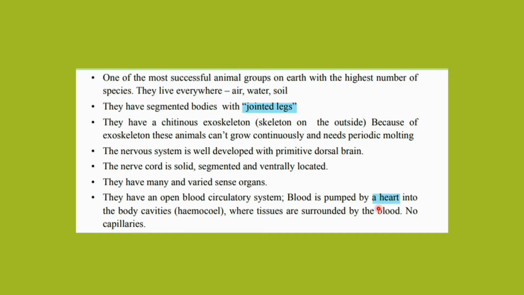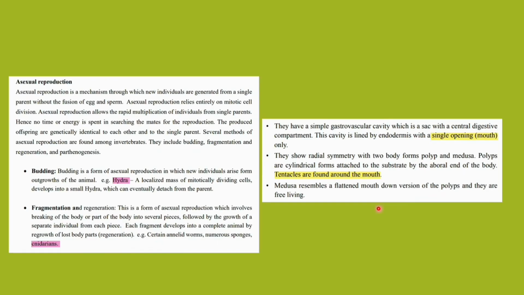Then statement C, anus is absent, tentacles are present around the mouth. Both these features can be seen in phylum Cnidaria. They only have a single opening, which is the mouth, and tentacles are found around the mouth. So C is an answer. Then statement D, anus absent, show asexual reproduction. Asexual reproduction can be seen in phylum Cnidaria, and again they don't have an anus, so those two features can also be seen in the same phylum, Cnidaria. So the answers are A, C, and D, and the answer is the fifth statement.